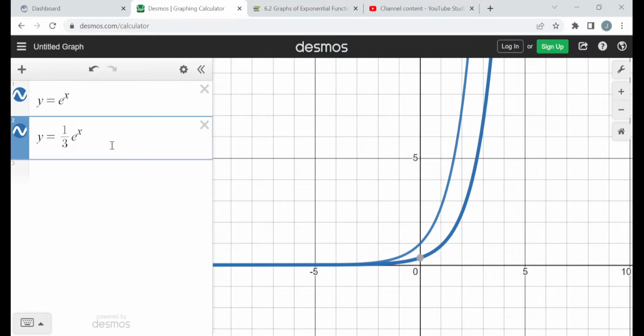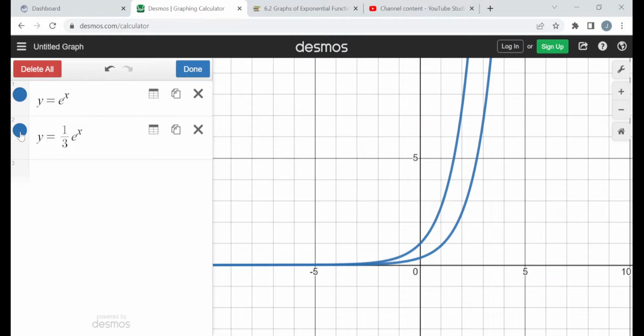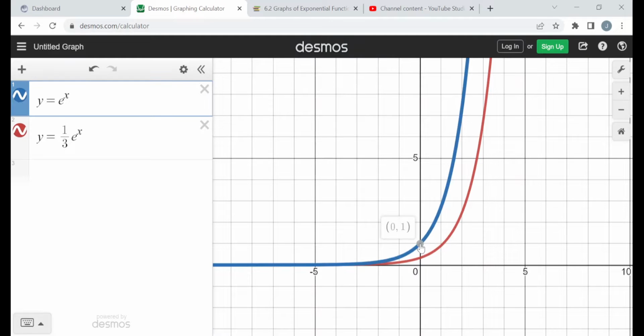Let me make this a different color, because they're both blue right now. Make it red. All right, so the red graph is the new graph, and like I said, you have a compression by a factor of 1/3 vertically. So you see how all the points on the red graph are squeezed closer to the x-axis than the points on the original graph. And the original graph had (0, 1) as the y-intercept. This one has (0, 1/3). It says 0.333, but it's 1/3.